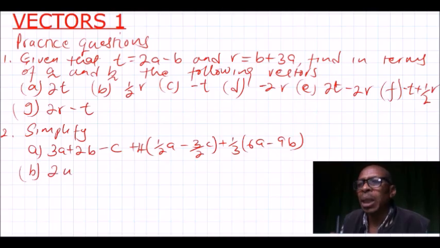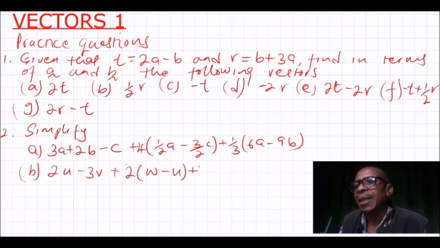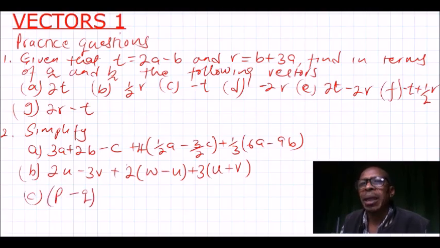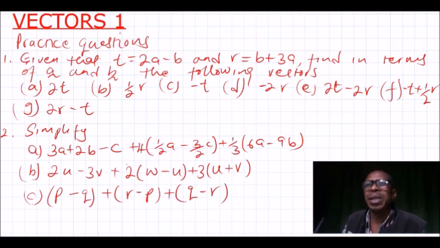Then we have B, 2U minus 3V, then plus 2 into bracket W minus U plus 3 into bracket U plus V. You put the bracket. Then we have C, P, put the bracket, minus Q plus R, minus P plus Q minus R. So you can try those three questions.